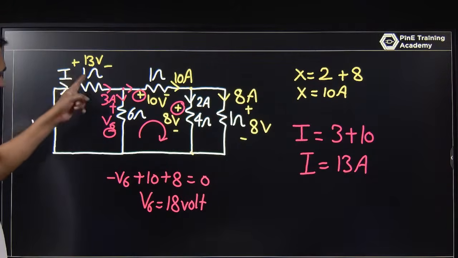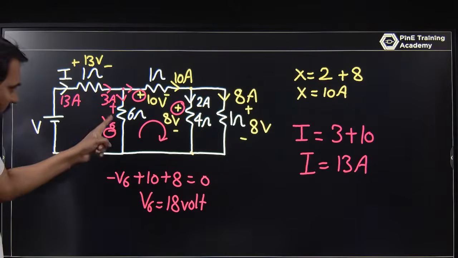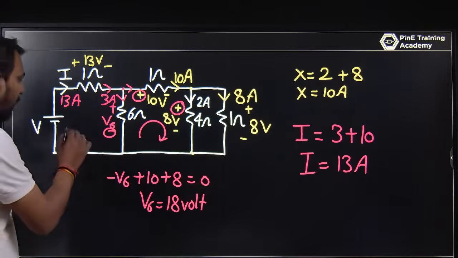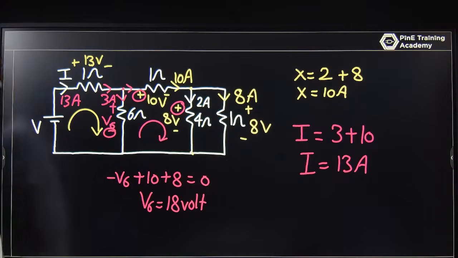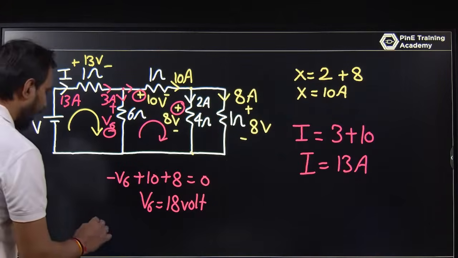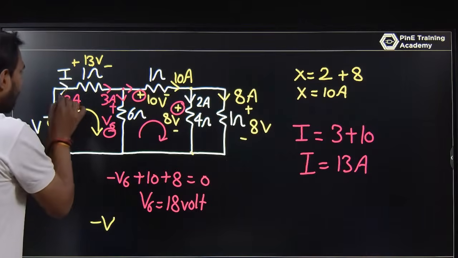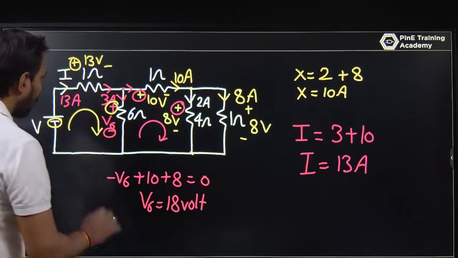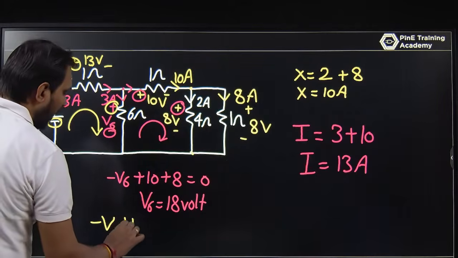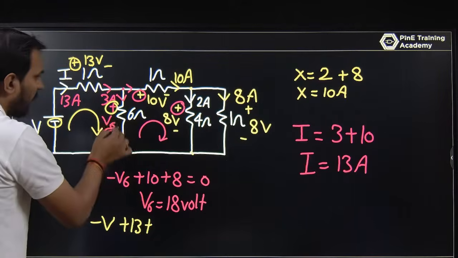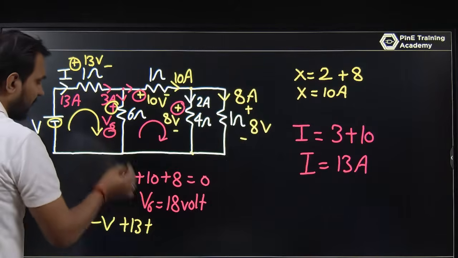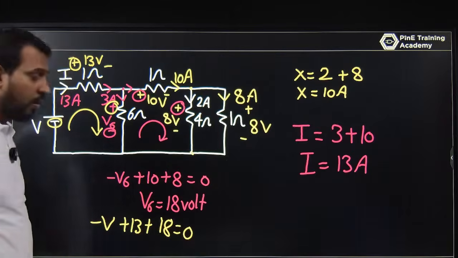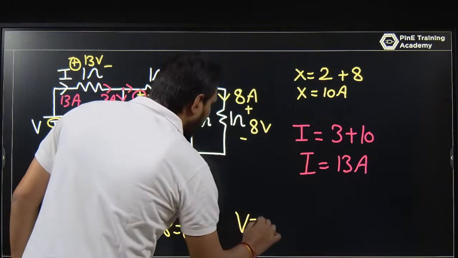If you know this branch voltage, you can determine what is V with the help of KVL. I am using a very basic KVL: minus V, that first sign is minus, the next sign is plus and the next sign is plus. So I am writing minus V plus 13, and what is the voltage here? That is 18, V6 is 18 volt. So V becomes 31 volt.